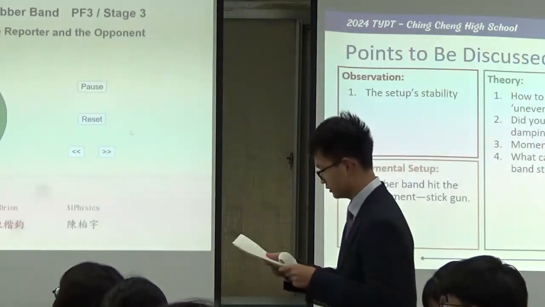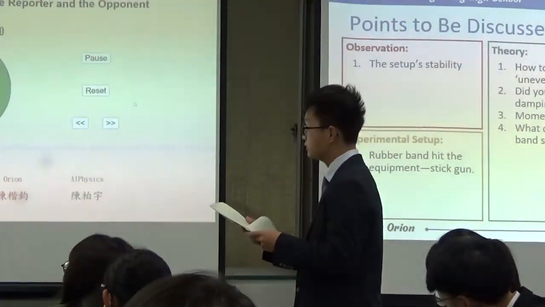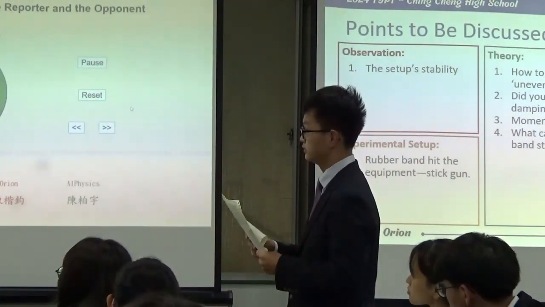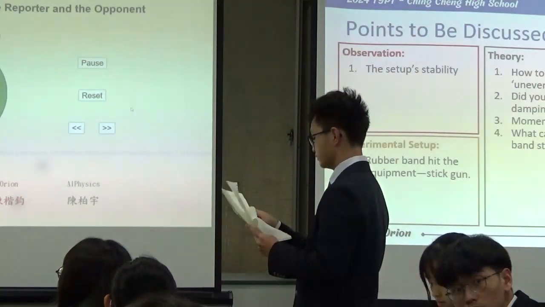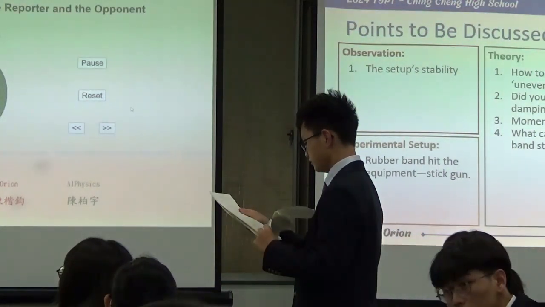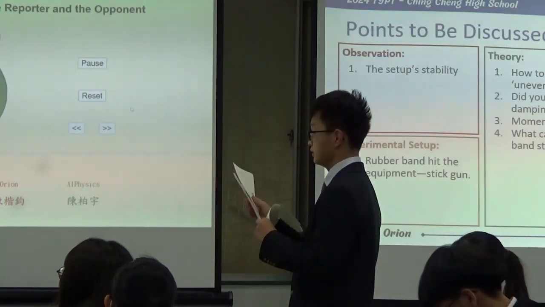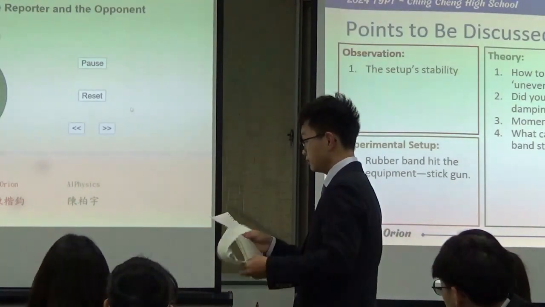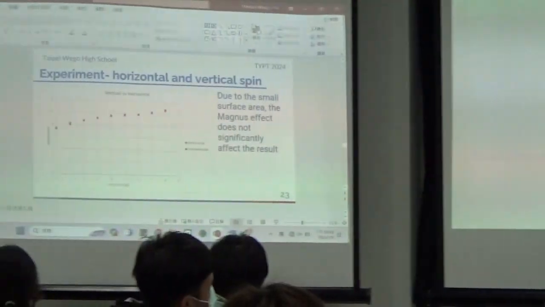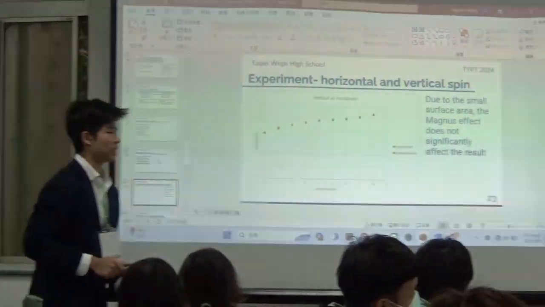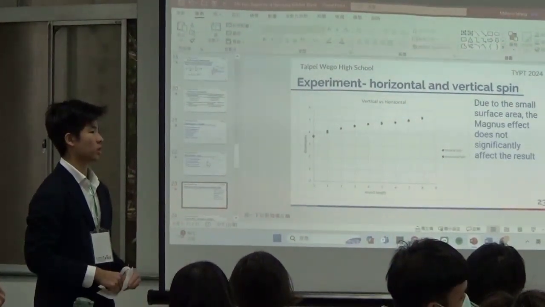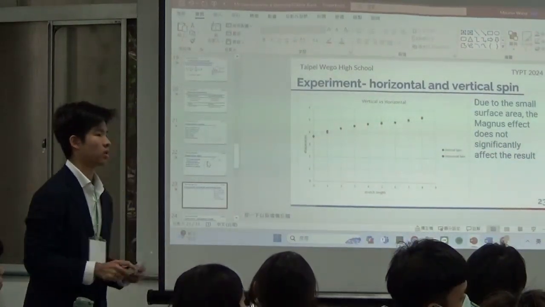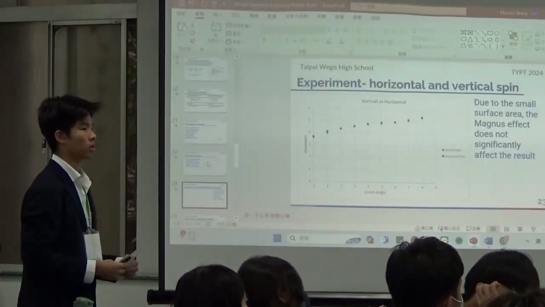And also you assume that the Magnus effect causes a pressure difference from the different spinning caused by different area. But you may see in the figure that you can see an obvious difference.